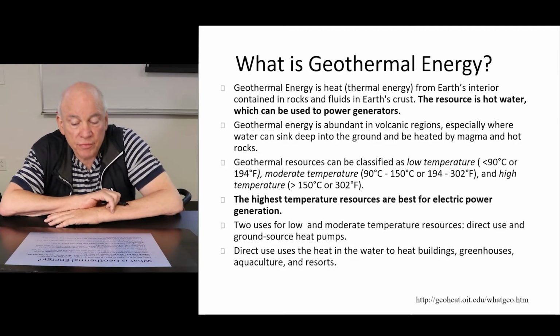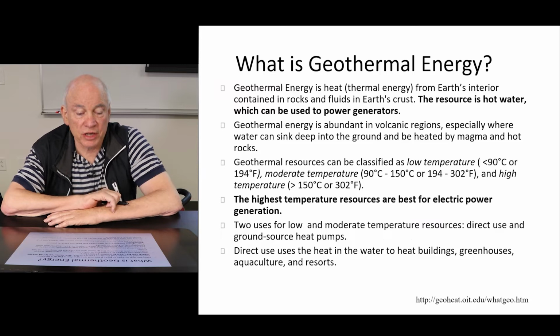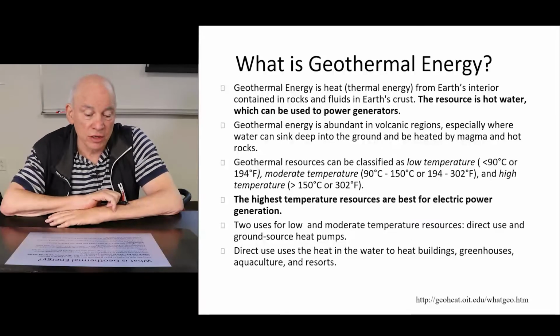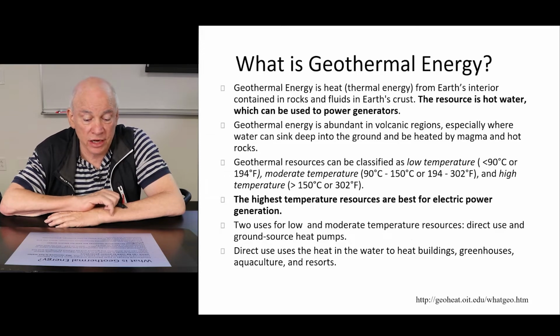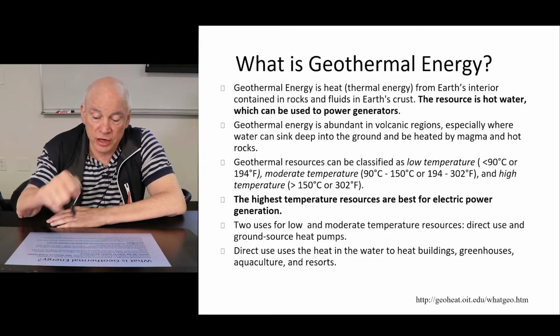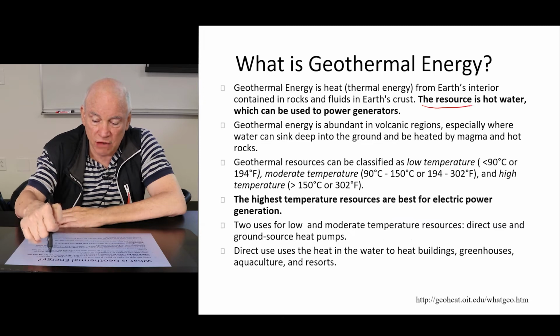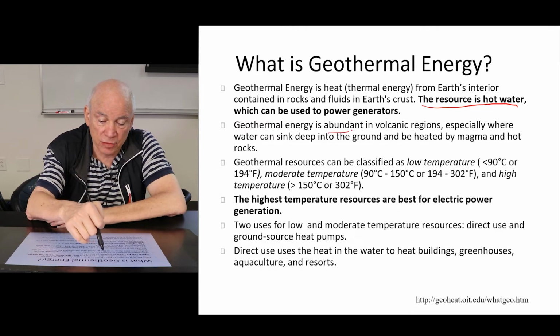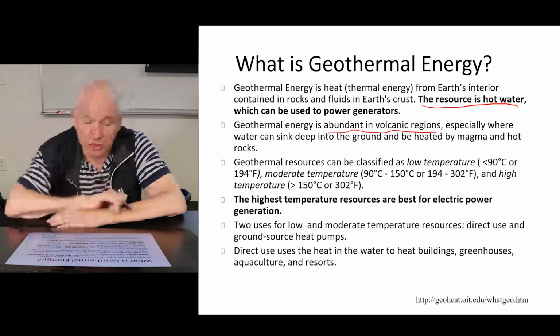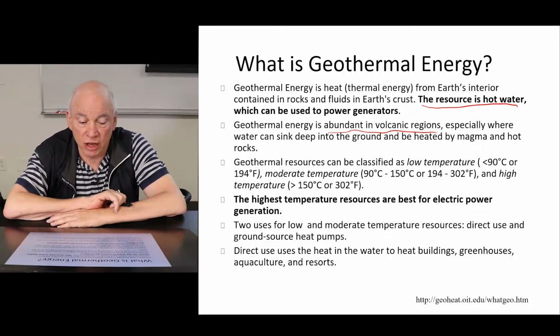Hope you enjoyed that. So, what is geothermal energy? Geothermal energy is heat or thermal energy from the Earth's interior contained in rocks and fluids. The resource that's going to be used to make electricity is hot water. And that hot water can be used to drive electrical generators. It's, as we said, abundant. Geothermal energy is abundant in volcanic regions, especially where there's a lot of water that can sink deep into the ground and be heated by magma and hot rocks.